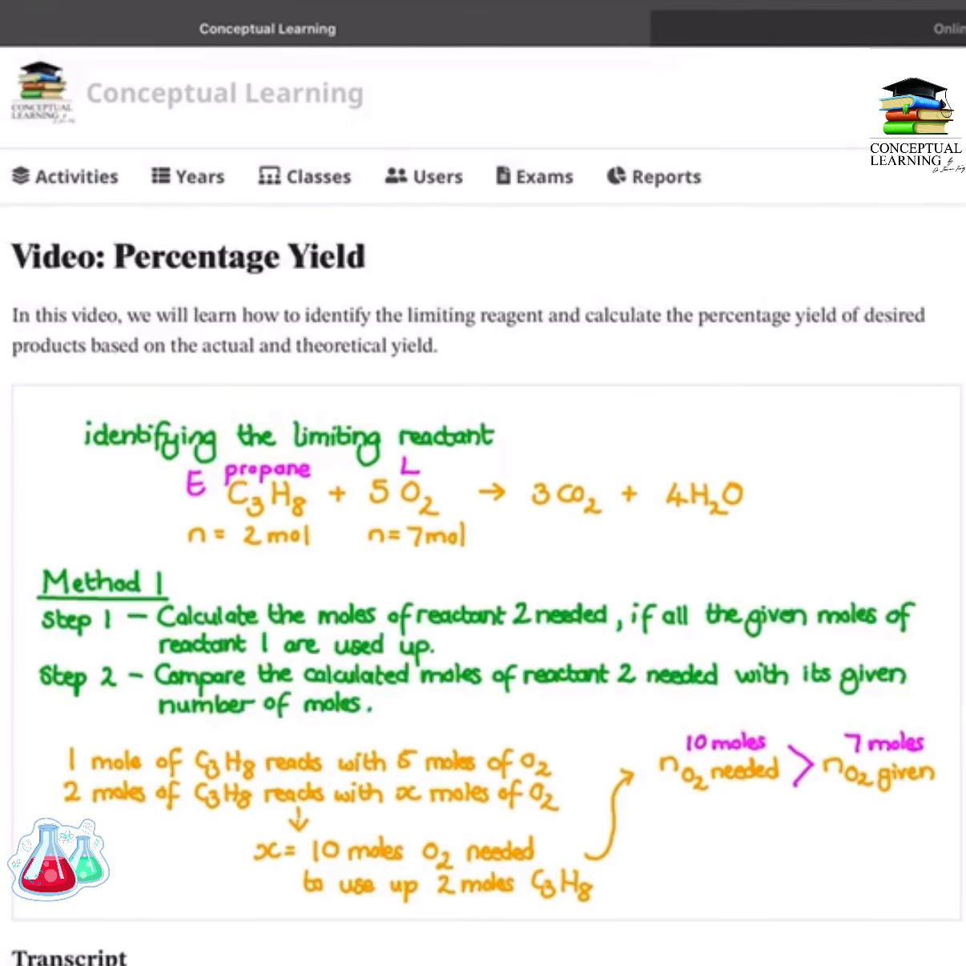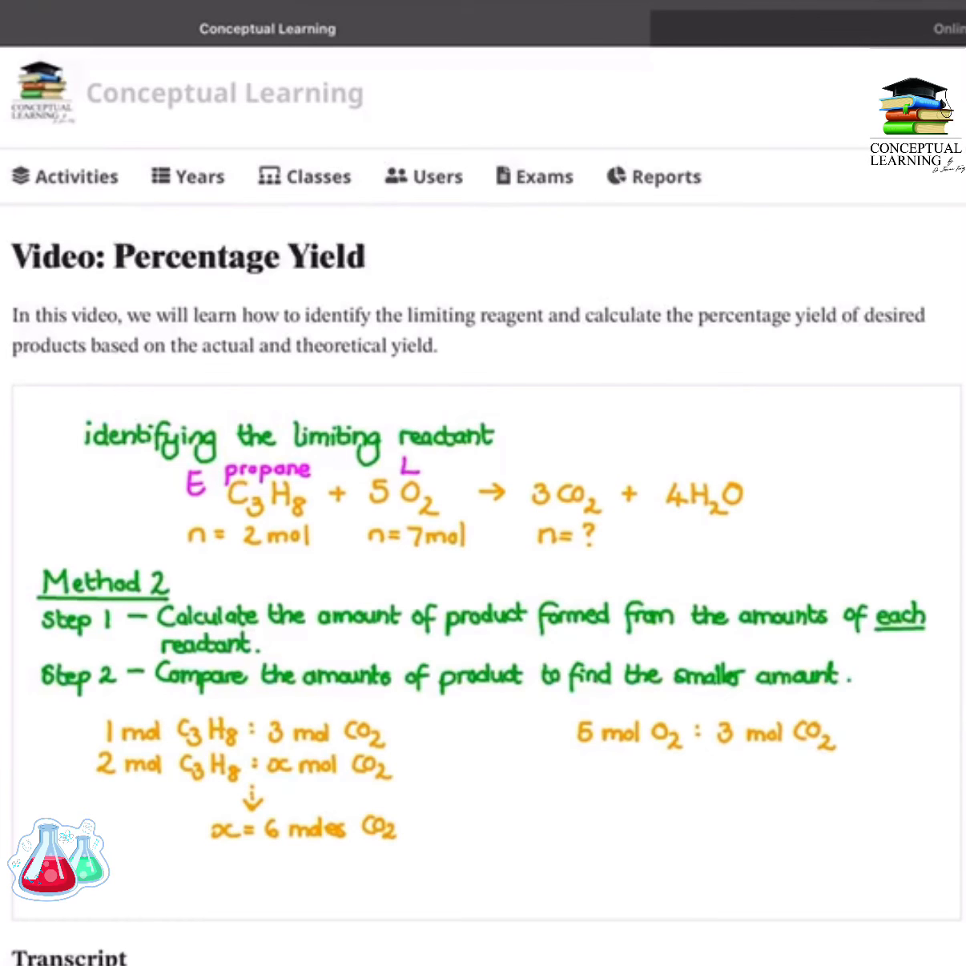Here we do not have sentence form but a ratio form to save space. 1 mole of propane reacts to produce 3 moles of carbon dioxide. So the 2 given moles of propane will produce X moles of carbon dioxide. Solving as we did previously, we get X equals 6 moles of carbon dioxide that can be produced from the 2 moles of propane. And we saw that 5 moles of oxygen reacts to produce 3 moles of carbon dioxide.